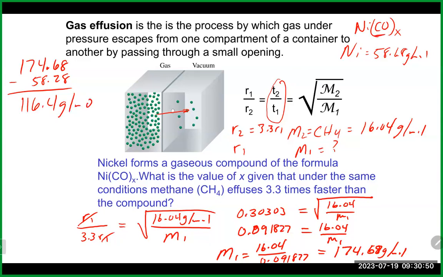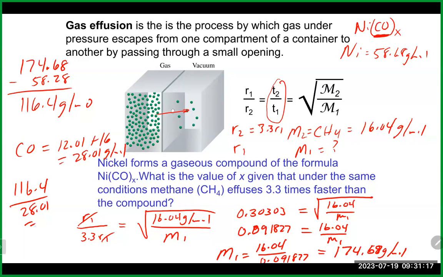That 116 is made up of a carbon and oxygen unit, right? The carbon oxygen unit is 12.01 plus 16, which means each of those carbon oxygen units has a molar mass of about 28.01 grams per mole. So if I take my 116.4 divided by 28.01, that gives me approximately 4.1, about 4 of them. So the missing value is approximately a 4.